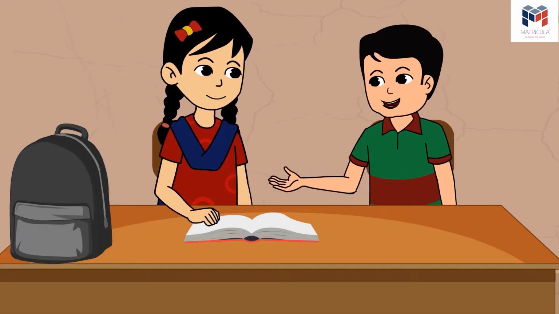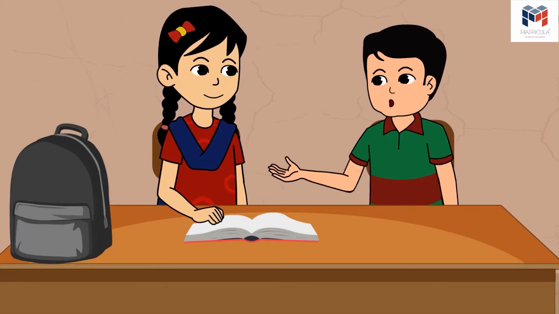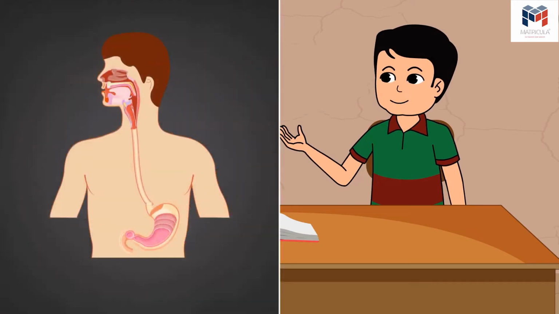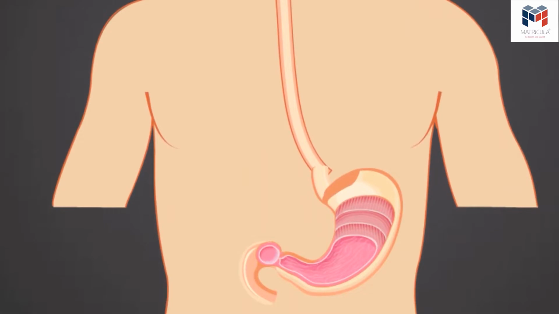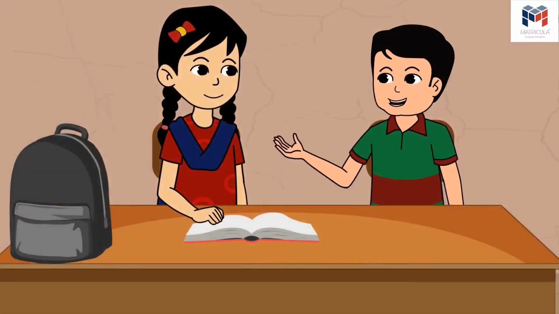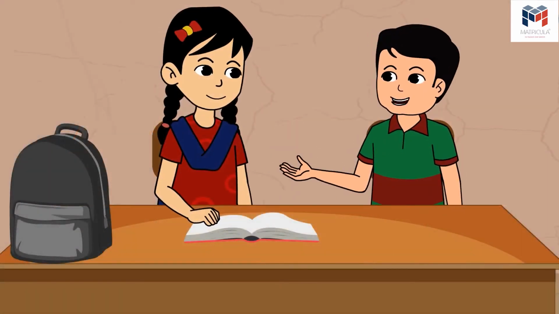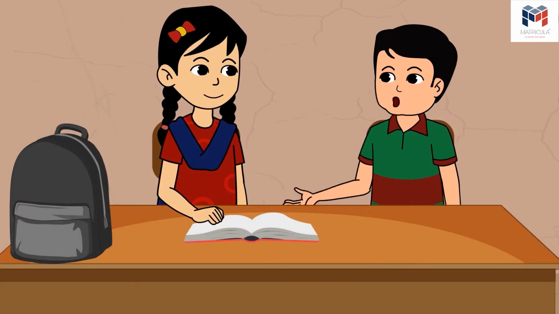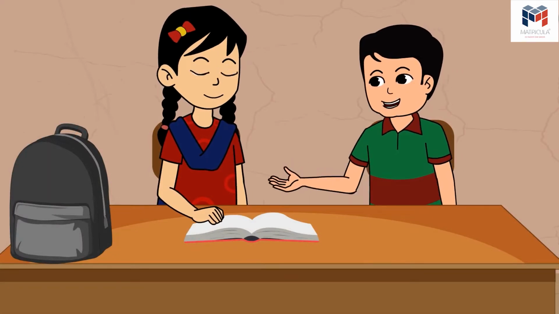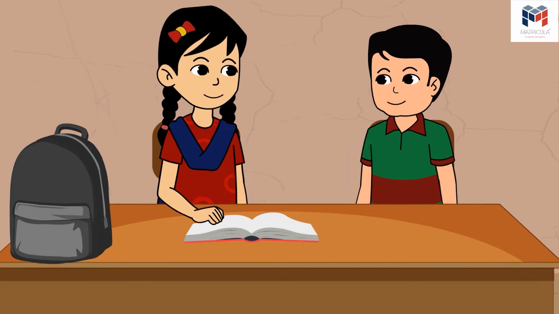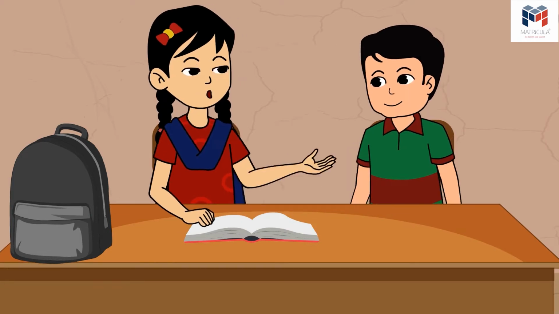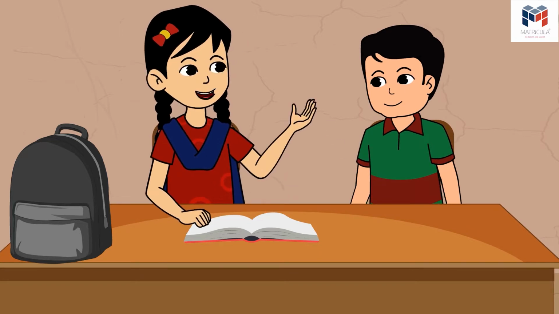The process of taking food inside is known as ingestion. The food we eat passes through the esophagus and reaches our stomach. The lining of the stomach secretes digestive juices, hydrochloric acid, and mucus to break down complex food particles into simpler food particles. Very good, Sonu. You remember everything.